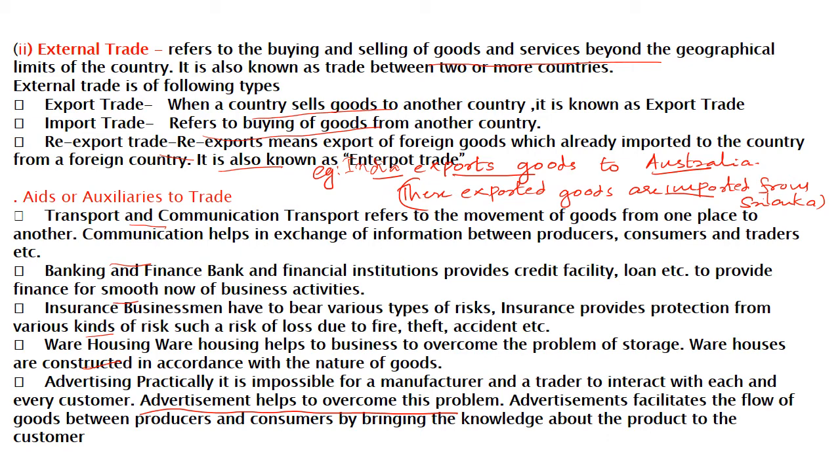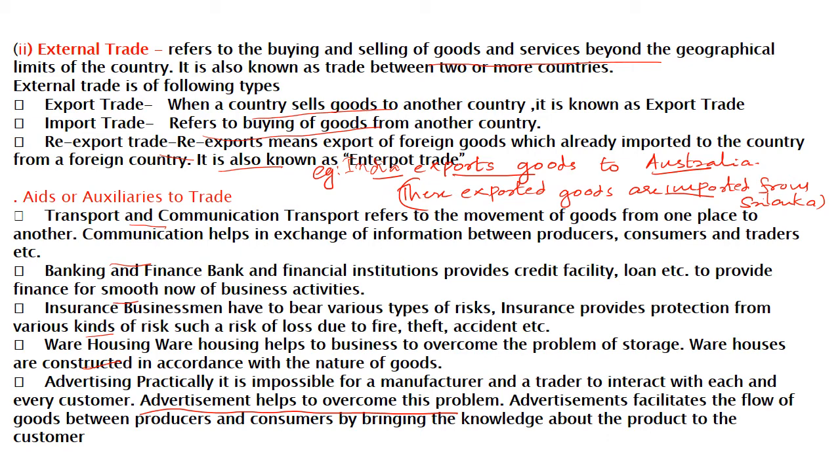Okay. Next, aids or auxiliaries to trade. They are facilitators of trade or commerce. Which are they? Transport and communication. So transport, logistics. Transport refers to the movement of goods and services. When we are sending bank services like ATMs, and the delivering of ATMs, all are happening through transport or communication only, right?